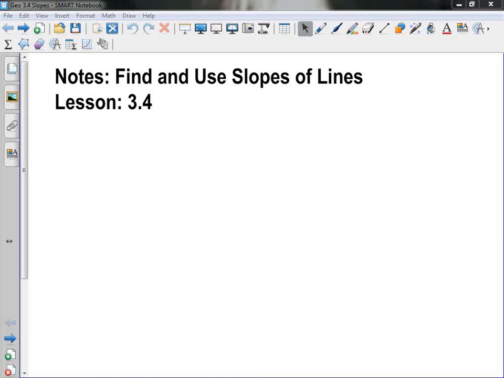Okay, for geometry today, we're going to cover lesson 3.4, which is using slopes of lines, right? This should be something that you guys covered before, talking about 7th and 8th grade year, and even some last year.